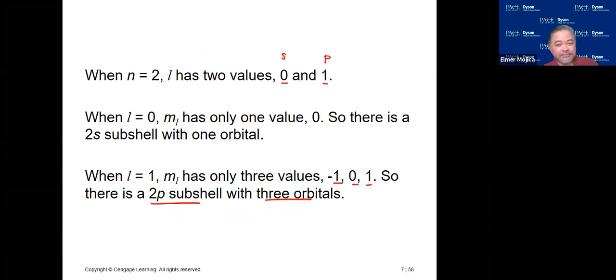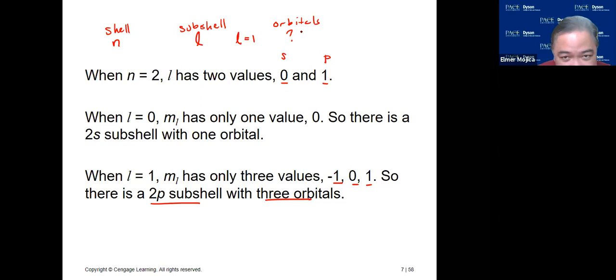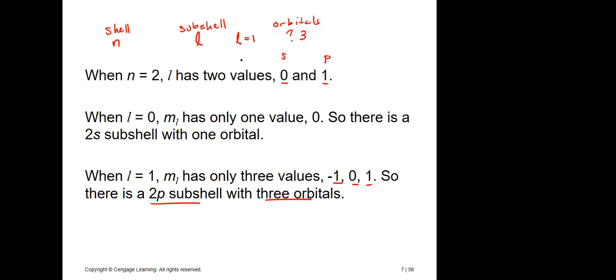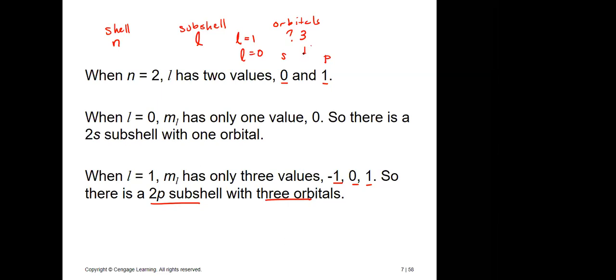Okay? So shell, subshell. Shell is defined by N. Subshell is defined by L. Okay? So when L is equal to 1, how many orbitals do you have? Three. Okay, those are the questions that are going to be asked in your exam. So when L is equal to 0, how many orbitals do you have? 1. Okay. So let's go to the next one.